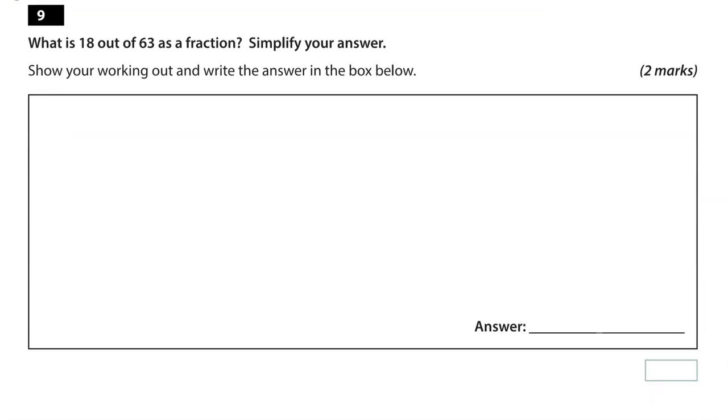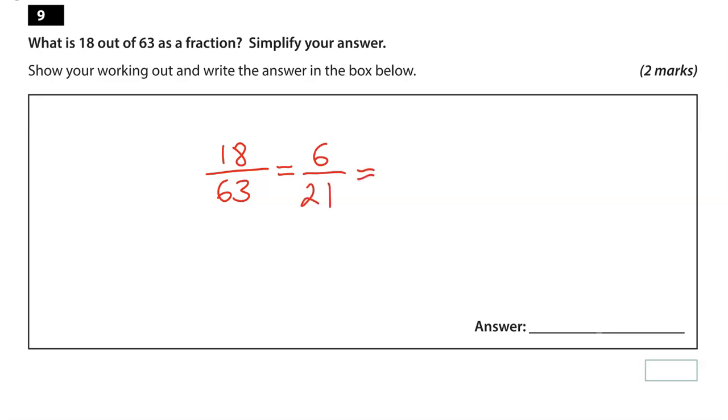What is 18 out of 63 as a fraction? Simplify your answer. Show your working out and write the answer in the box below. So it's 18 out of 63. Okay, so we've got to simplify this. Can we divide both numbers by 2? No, we can't. 63 wouldn't divide by 2 to give us a whole number. Can we divide by 3? Yes, we can. So 18 can be divided by 3 to give us 6. 63 divided by 3 gives us 21.